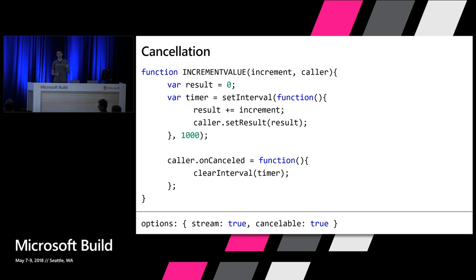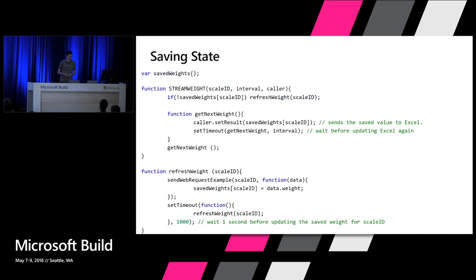In order to enable cancellation, you have to set your options for cancelable to be true. That's the bottom line of code that I'm showing up here in that metadata file that you have. And for all streaming functions, they must be cancelable, because it's certainly very common for users to change the cells that they depend on for any given function.